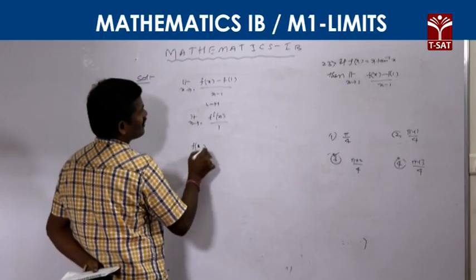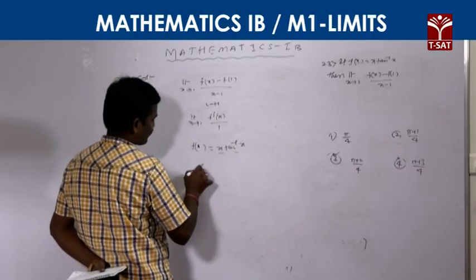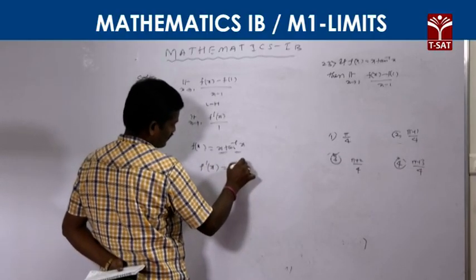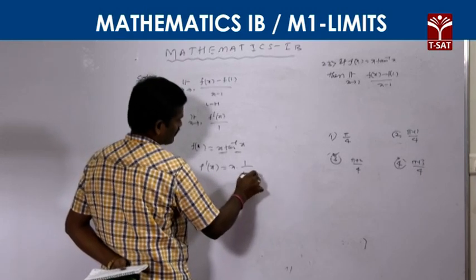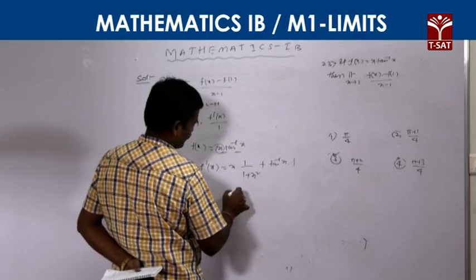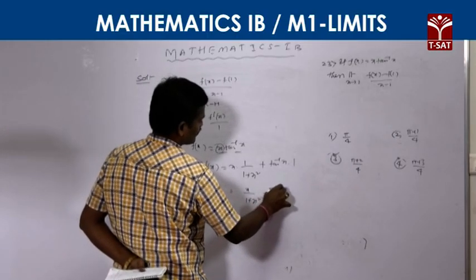So f of x function is given as x tan inverse x. You take the derivative of this. So f dash of x is equal to uv rule: u into the derivative of v, where the derivative of tan inverse of x is 1 by 1 plus x square, plus tan inverse x as it is into the derivative of x, which is 1. So here, x by 1 plus x square plus tan inverse x.